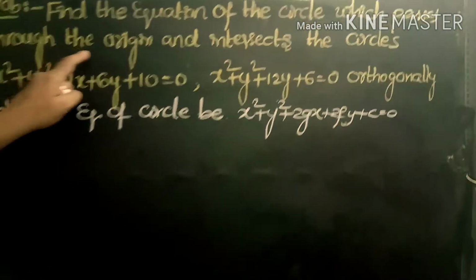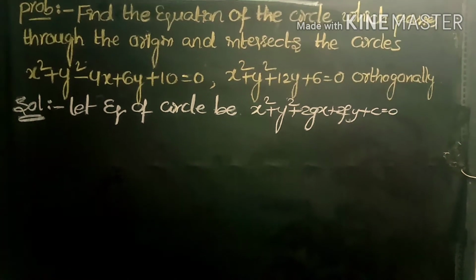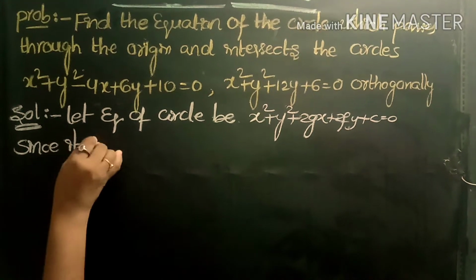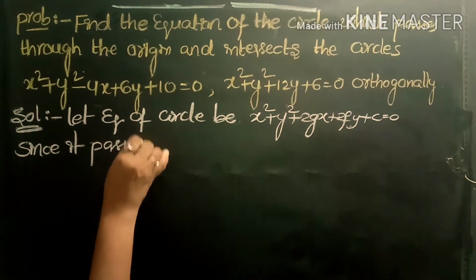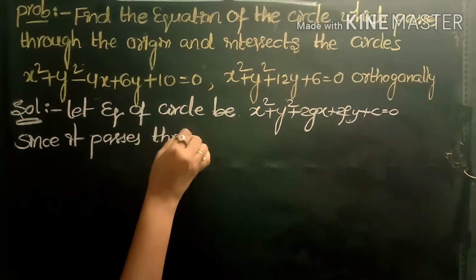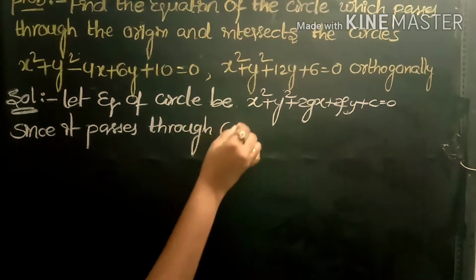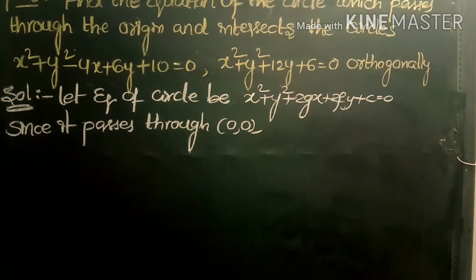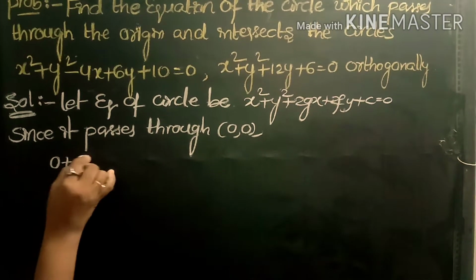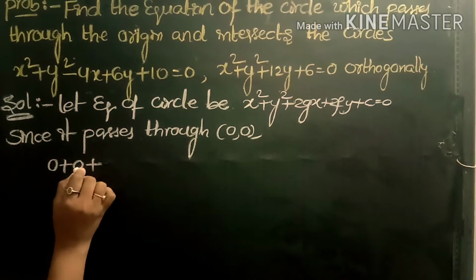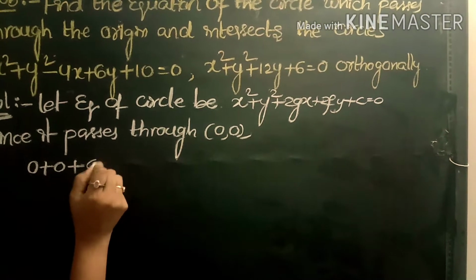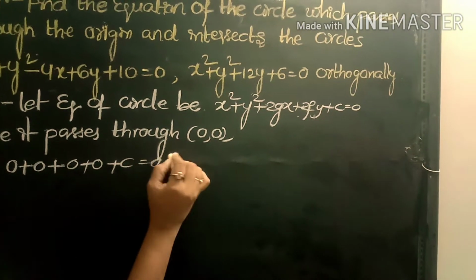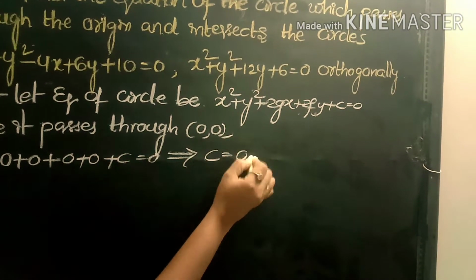And given that the circle passes through the origin, since it passes through the origin, we are substituting the origin point in the circle equation. Since it passes through 0, 0, replacing the point 0, 0 in the circle equation, then what we get? x is equal to 0, y is equal to 0. 2g into 0 plus 2f into 0 plus c is equals to 0. That is, the value of c is equals to 0.